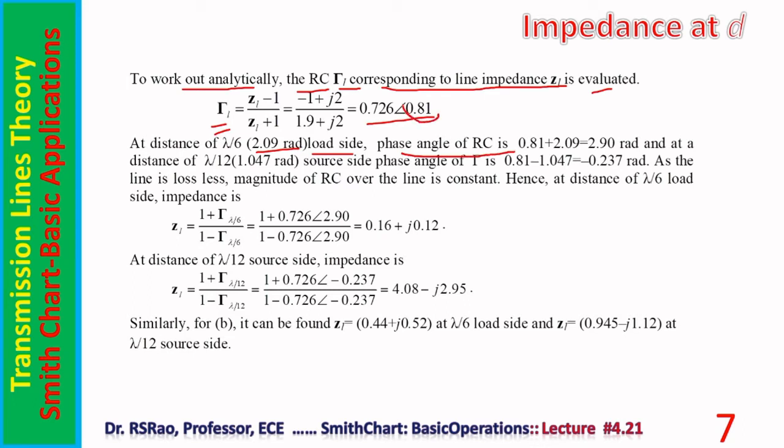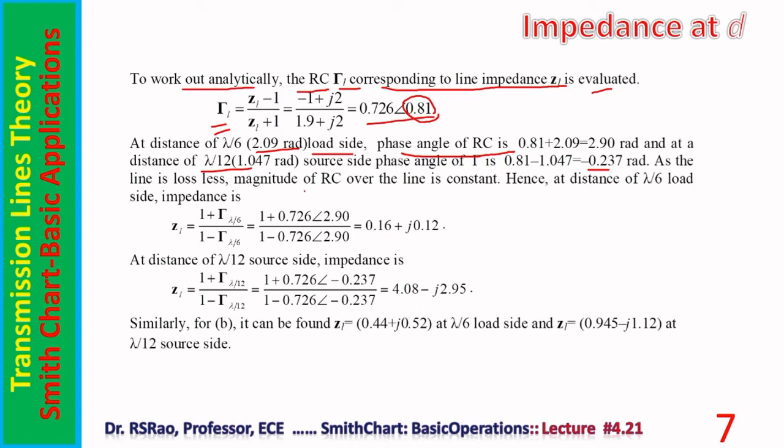See, this is 0.81 plus 2.09 radians, and at a distance of lambda by 12, lambda by 12 means 1.047 radians. So, source side phase angle of gamma is 0.81 minus 1.047. So, it gives minus 0.2237.